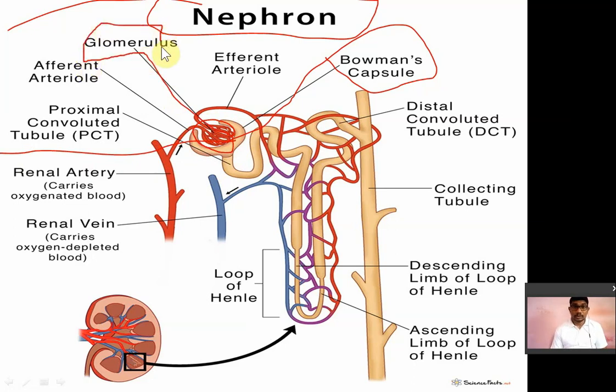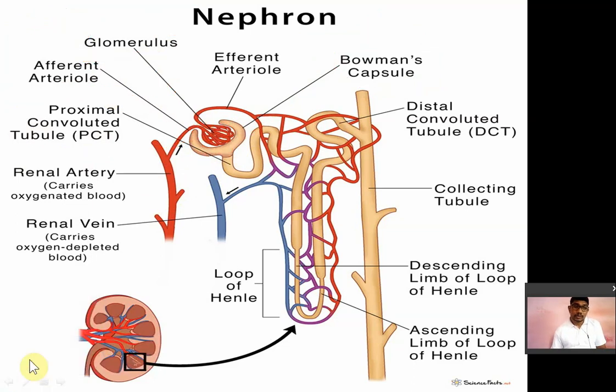It is supplied with blood vessels. Whatever blood vessel carries blood to the glomerulus is known as the afferent arteriole. You can see over here again, this one is the Bowman's capsule, the blunt or closed end of your nephron. In that there is a capillary network known as the glomerulus.